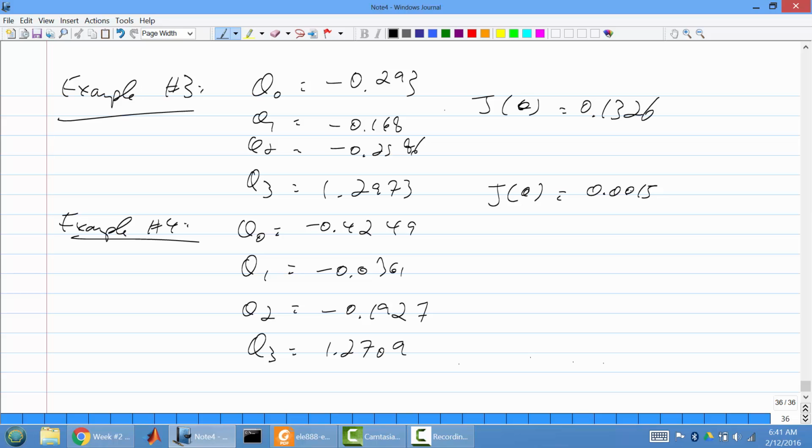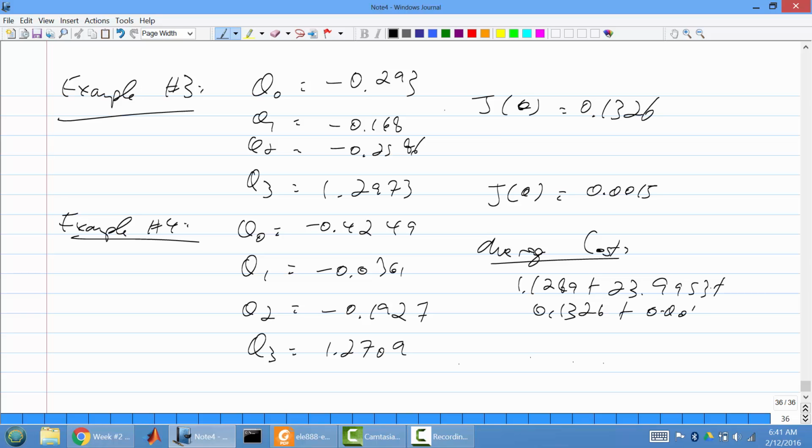0.0015. Also, the question asks you to find the average cost. So all you're doing is adding up all the costs that you computed for all of the examples together. So the first one was 1.1289. Then we had 23.9953 plus 0.1326 and 0.0015. We divide this by 4. And we get 6.3146.